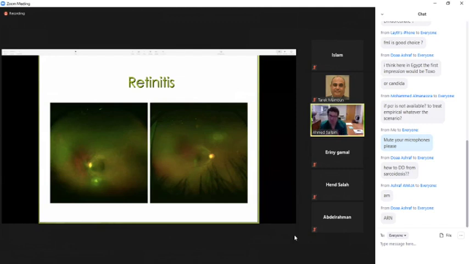Just be wary, again, because I'm aware of a case that presented very similarly: bilateral peripheral retinitis with vasculitis, a Turkish patient in Germany, oral ulcers, genital ulcers, and actually, unfortunately, it was a bilateral retinitis, which is very rare.